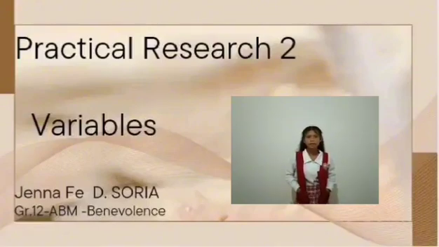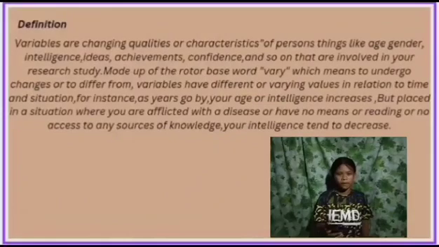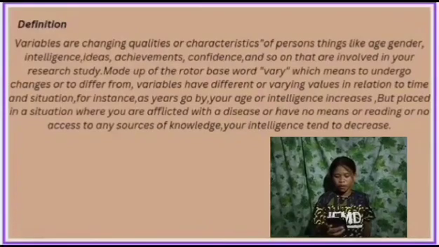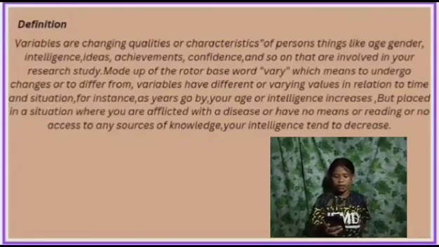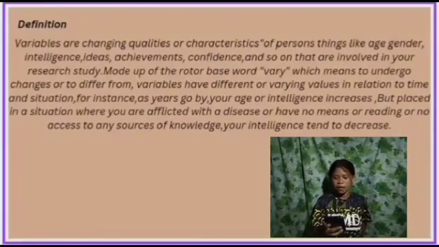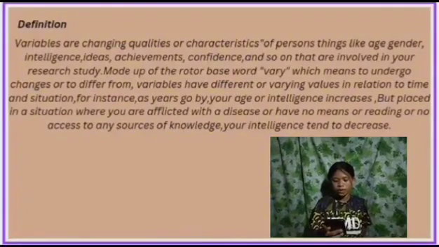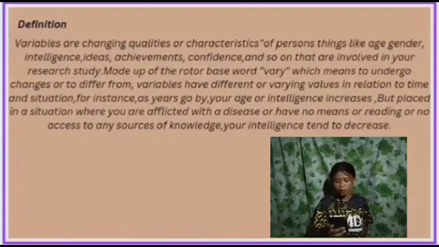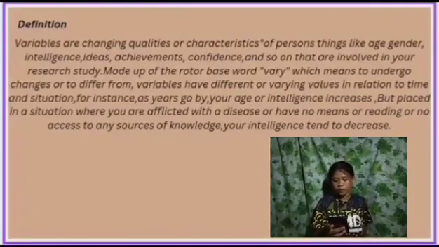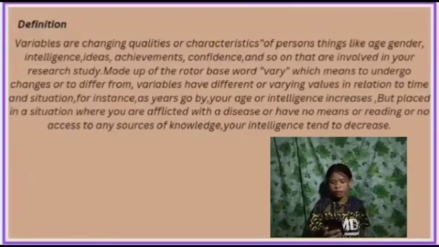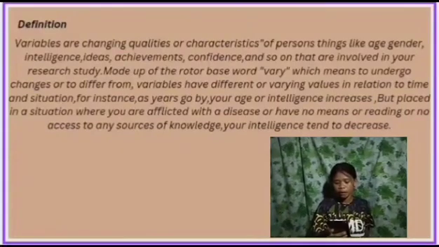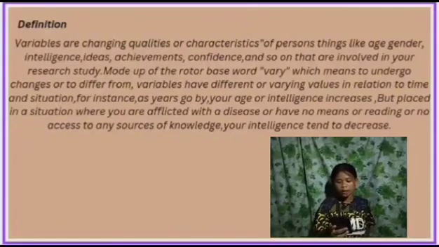Now I will discuss variables. Definition: variables are changing qualities or characteristics of persons or things, like age, gender, intelligence, ideas, achievements, confidence, and so on, that are involved in your research study. The word is made up of the root or base word "vary," which means to undergo changes or to differ from. Variables have different or varying values in relation to time and situation.